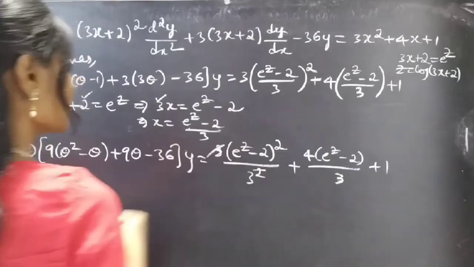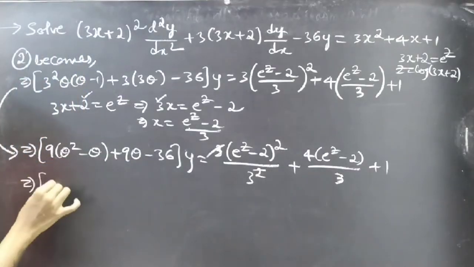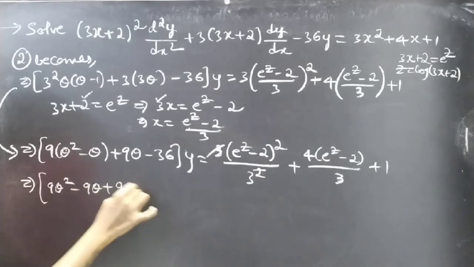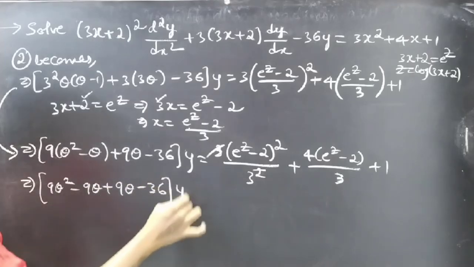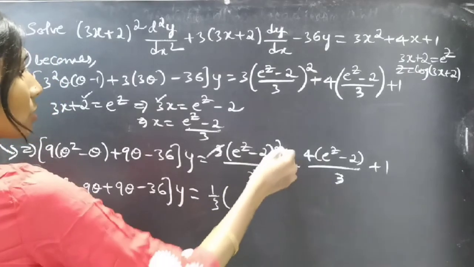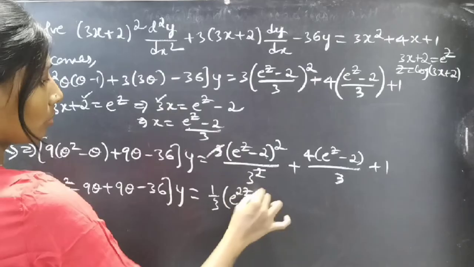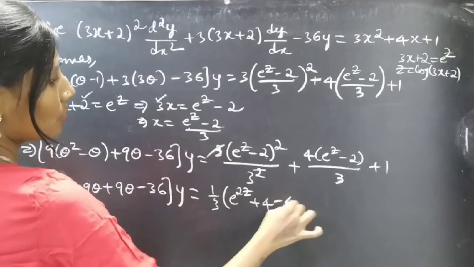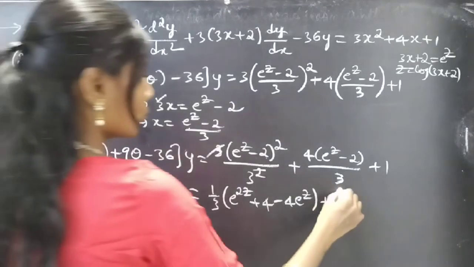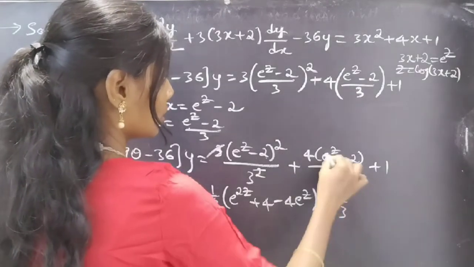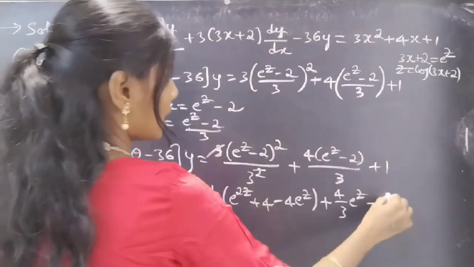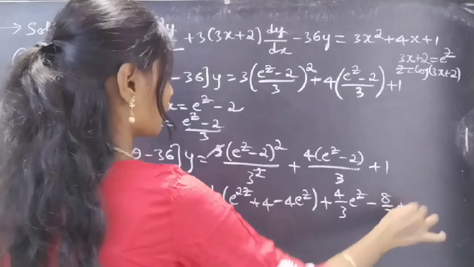Here one 3 gets cancelled and this gives us (9 theta² − 9 theta + 9 theta − 36) y = 1/3 into (e^z − 2)², which is e^(2z) + 4 − 4 e^z, plus 4/3 e^z − 8/3 + 1.